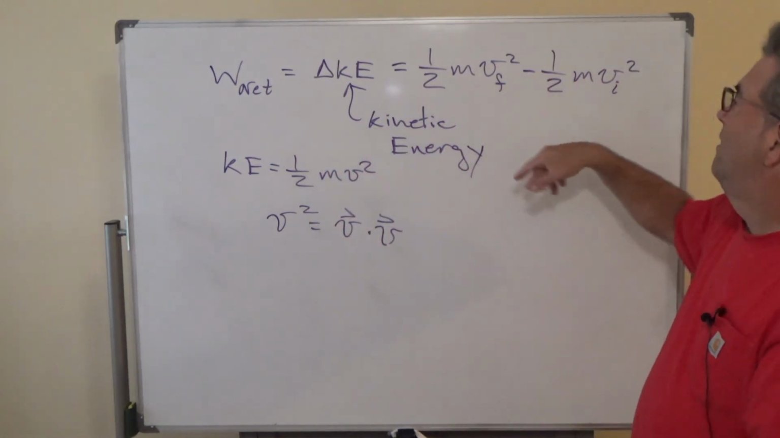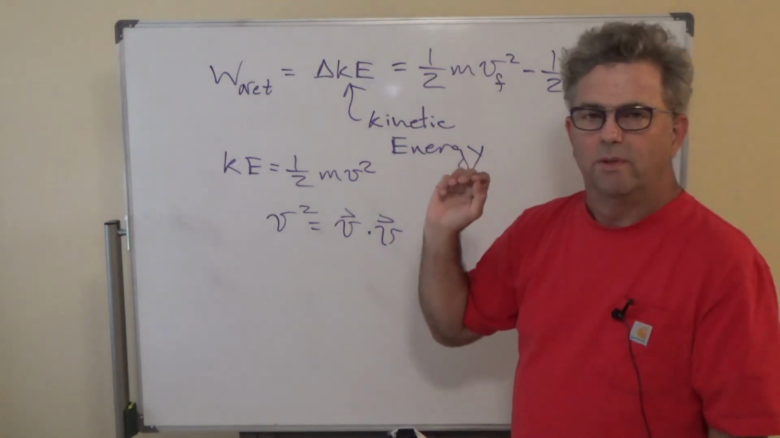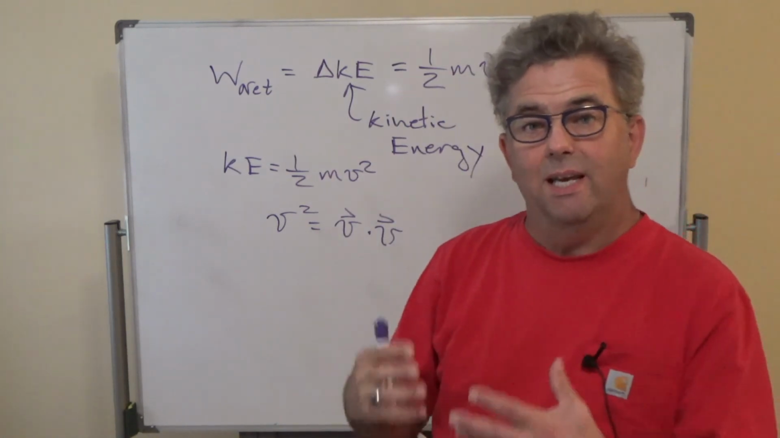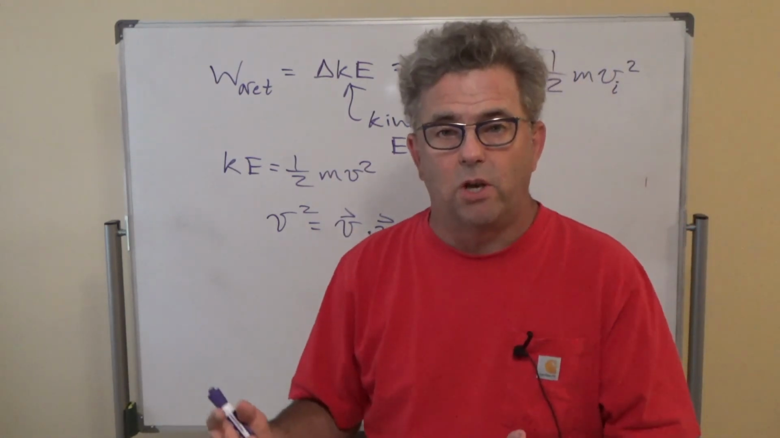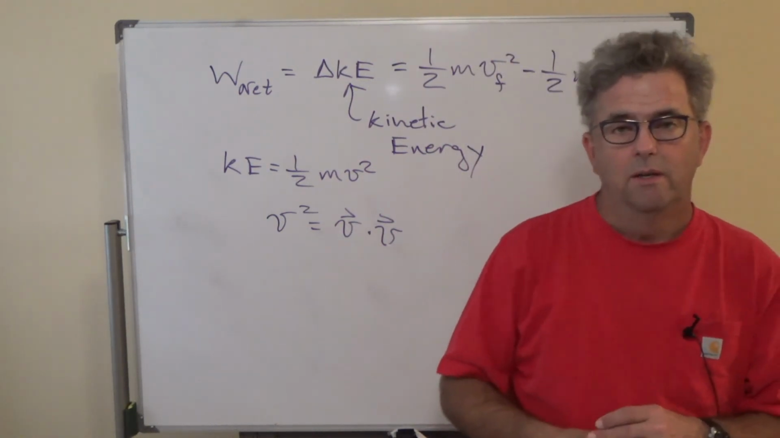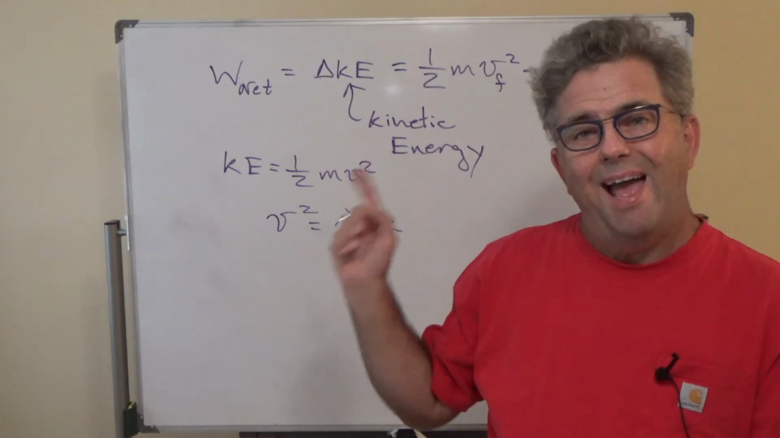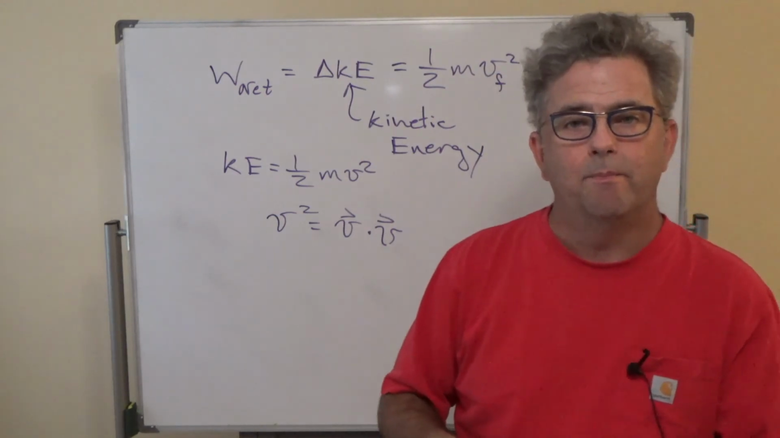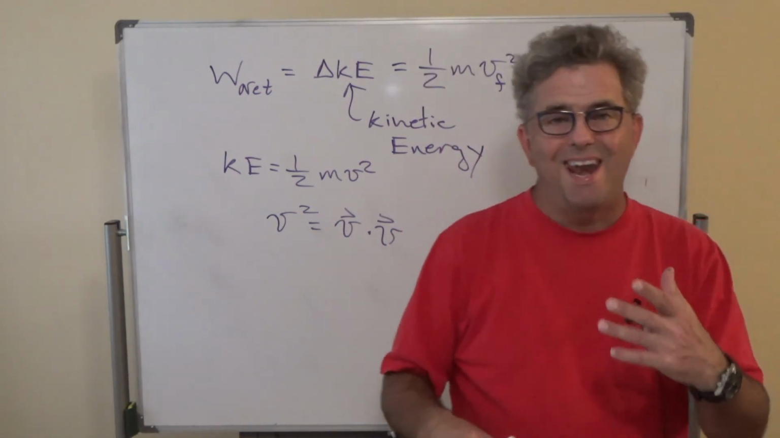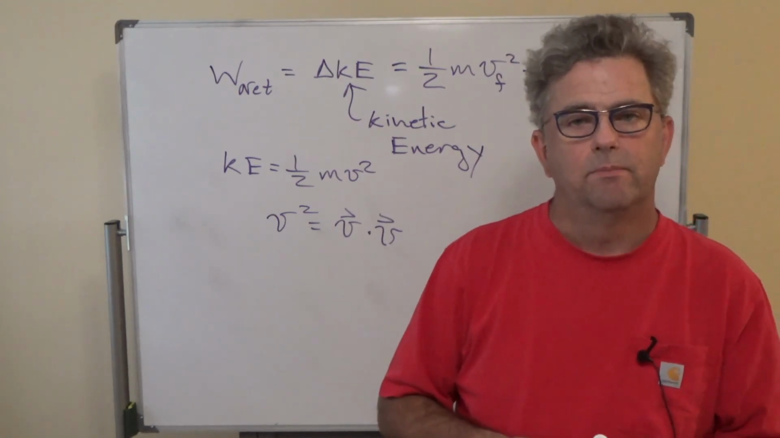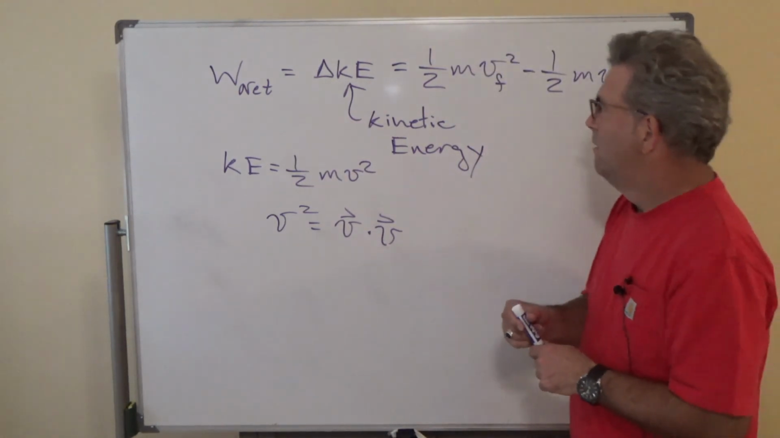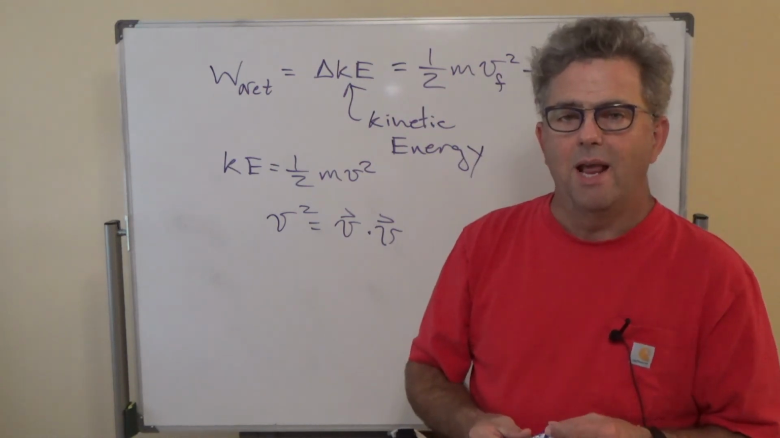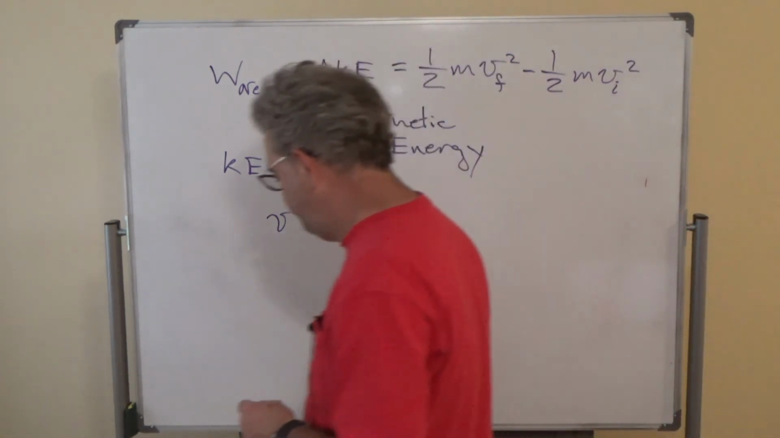If v final is less than v initial, that would be a negative amount of work. That is, something did a negative amount of work on the system, something slowed it down, like friction. Kinetic friction always acts in the direction opposite to the velocity, right? Kinetic friction always does a negative amount of work on a system. Okay? So it slows things down. It decreases the kinetic energy of a system.